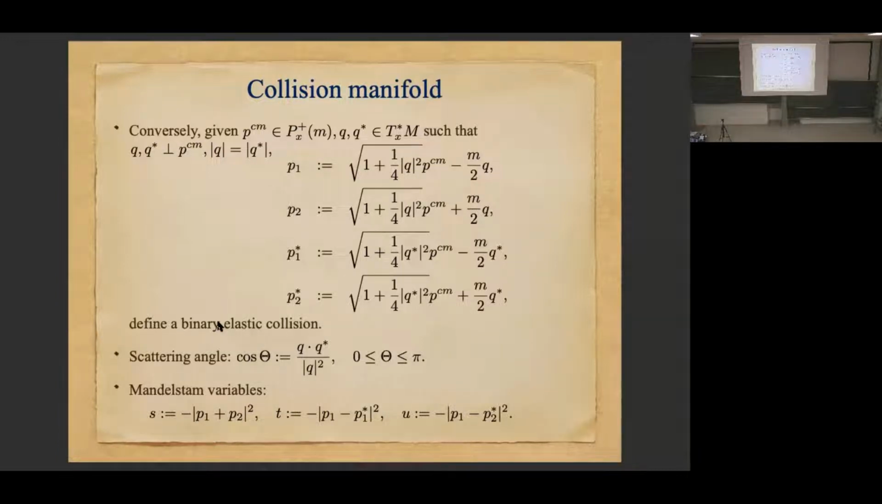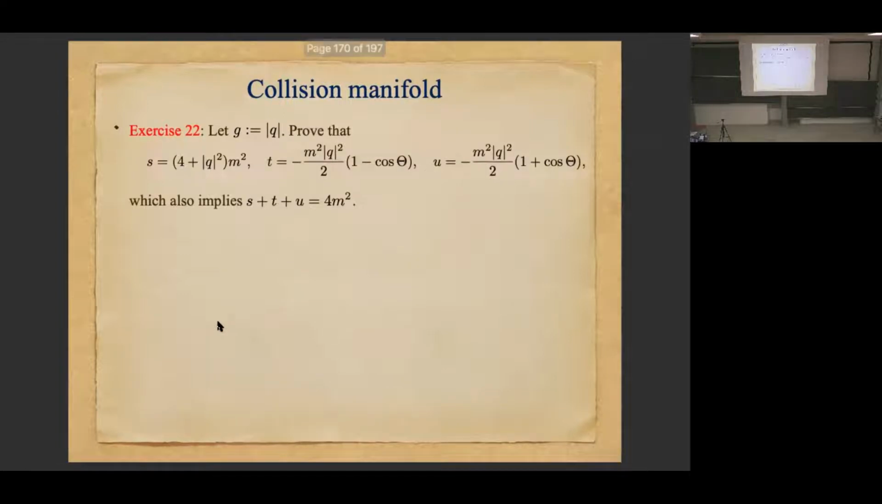and P2 star. Some other useful variables you can introduce is the scattering angle. Okay, so that's just the angle between Q and Q star. I mean, they are both orthogonal to PCM. We can think of them in free space. And then there are the Mandelstam variables, which are these three Lorentz invariant contractions.